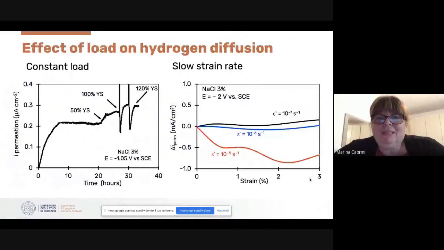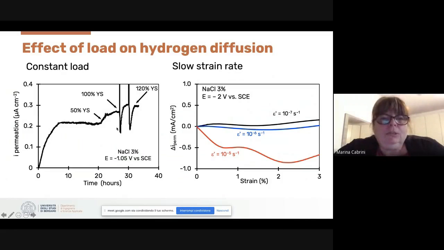Now we can talk about some experiments on the effect of load on hydrogen diffusion. We start with constant load. That was a replica of some experiments done in the 60s by Bockris or Latanision. That was all the data, and this is in agreement with this result, in which it is possible to observe an increase of hydrogen permeation flux, steady state flux, when we apply a constant load in the elastic field.